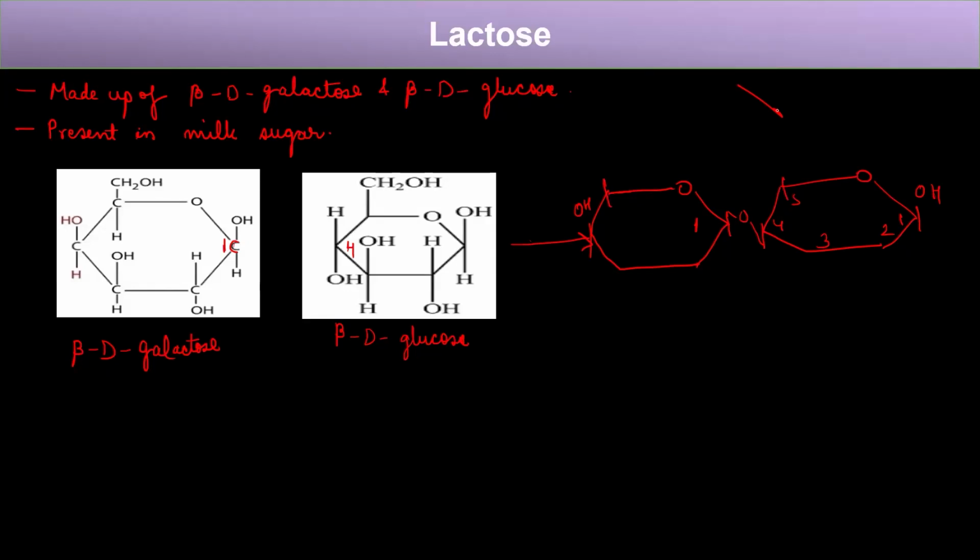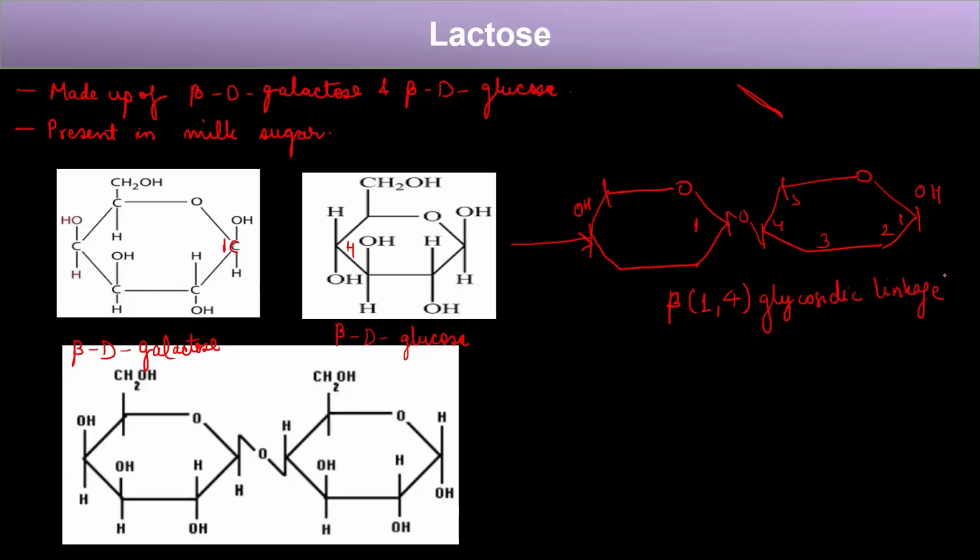But since the bond is like this, it will be a beta 1,4 glycosidic linkage. It is a beta 1,4 glycosidic linkage. And this is the structure. This is what I was talking about. So this is the bond. This is the kind of bond that is formed, right? And hence it is a beta 1,4 glycosidic bond, because this is carbon number 1, this is carbon number 4.